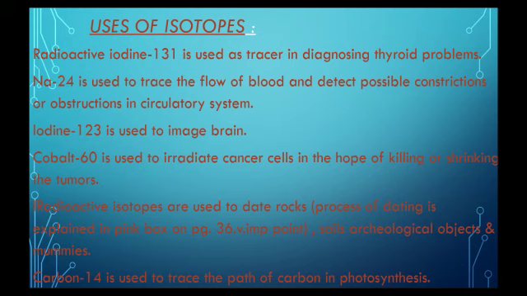Cobalt 60 is used to irradiate cancer cells in the hope of killing or shrinking the tumors, like in chemotherapy. Then radioactive isotopes are used to date rocks. Now the process of dating is also explained in the pink box in your textbook on page number 36. Now carbon 14 is the isotope which is used in the dating process to find out the age of organisms.